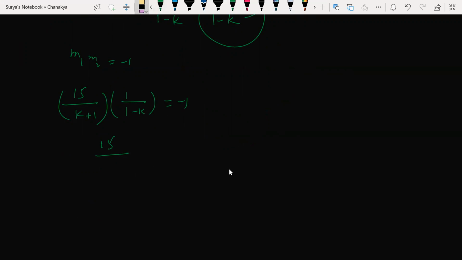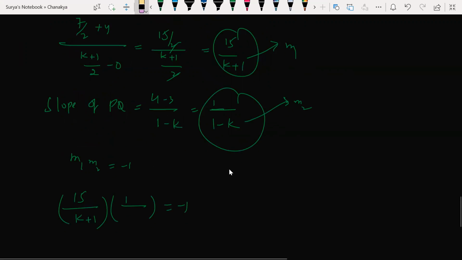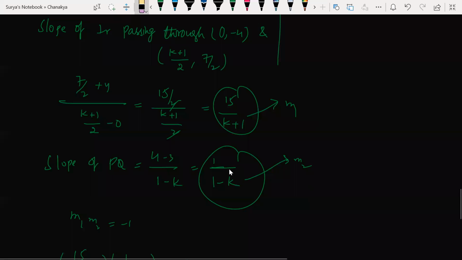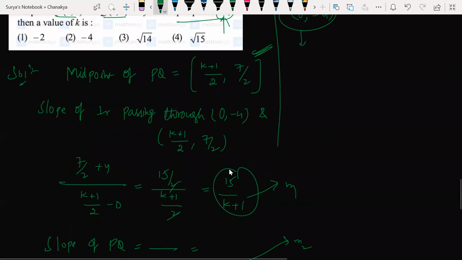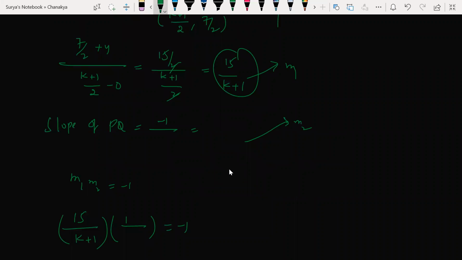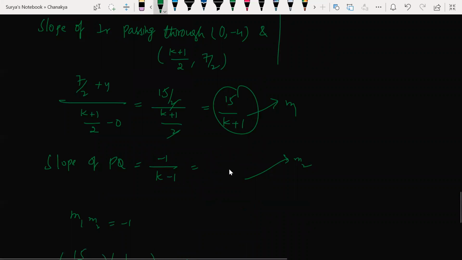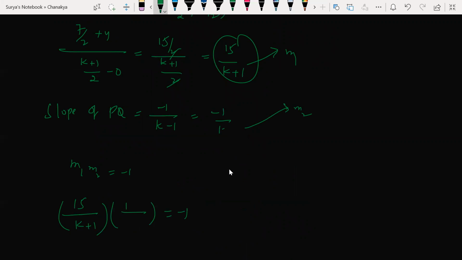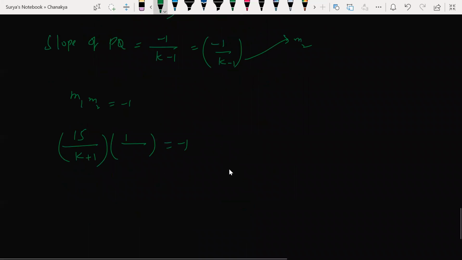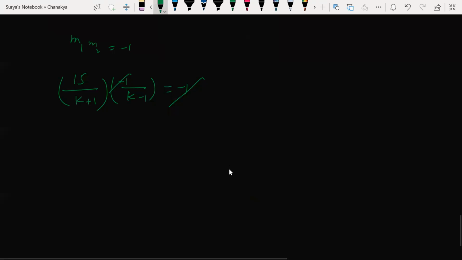Basically, look at this. I'll tell you one thing. The slope of PQ is what? (Y2 minus Y1) divided by (X2 minus X1). So 3 minus 4, so -1 by (X2 minus X1), which is k minus 1. Yes, so you will be getting -1 by (k minus 1) here. So this -1 will be getting cancelled.